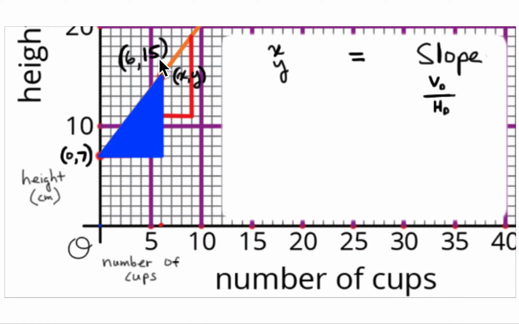And remember, 15 minus 7 is 8. Remember that because this is against the y-axis, 6 minus 0 is 6. That is that coordinate right there. That x value is the number of cups. It is the measure along the x-axis. So that's what happens when you move the slope triangle over to the y-axis.